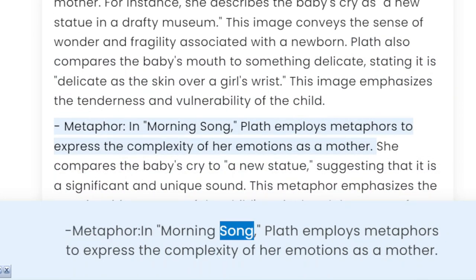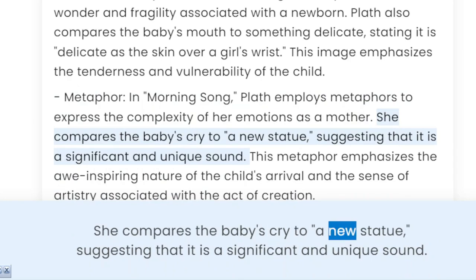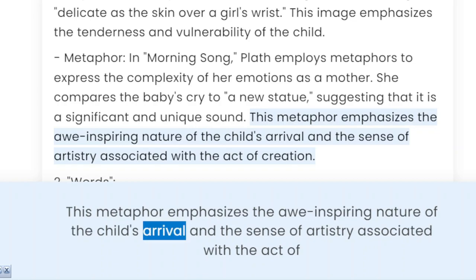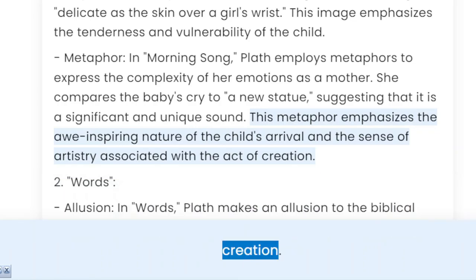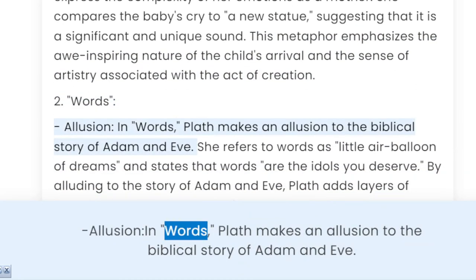Metaphor. In Morning Song, Plath employs metaphors to express the complexity of her emotions as a mother. She compares the baby's cry to a new statue, suggesting that it is a significant and unique sound. This metaphor emphasizes the awe-inspiring nature of the child's arrival and the sense of artistry associated with the act of creation.